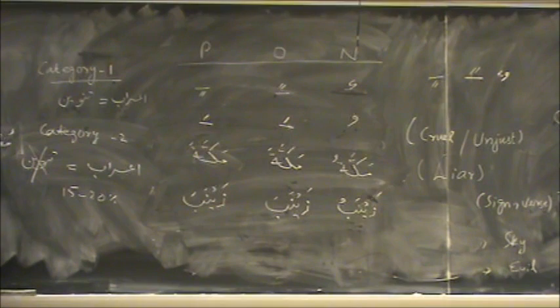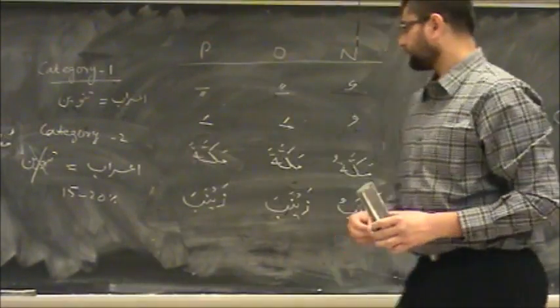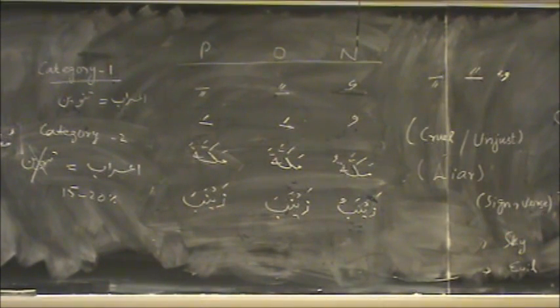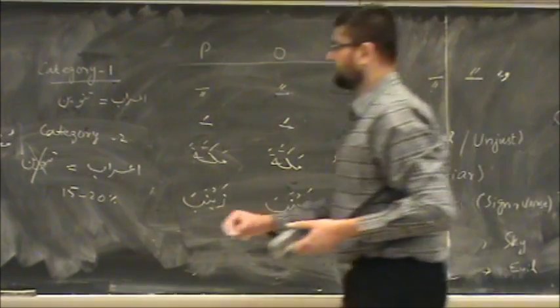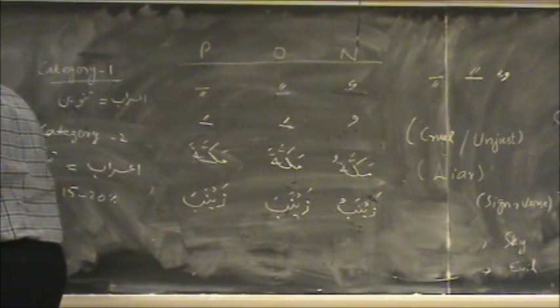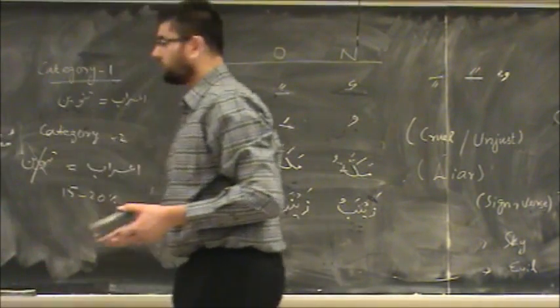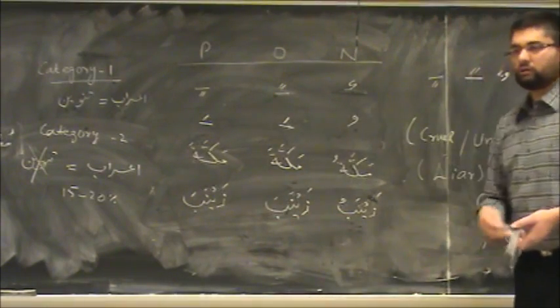Mu'arab ghair munsarif. You don't have to write ghair here. This is sakin here. Ghair means without.